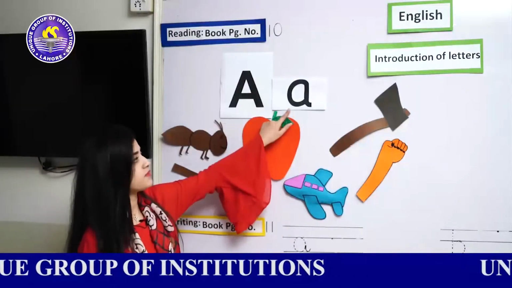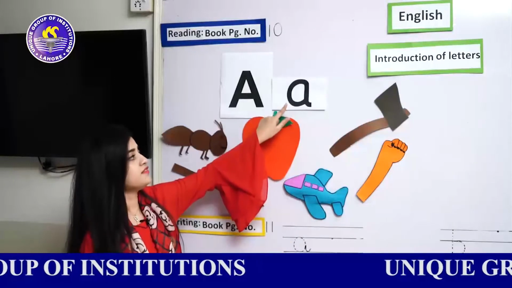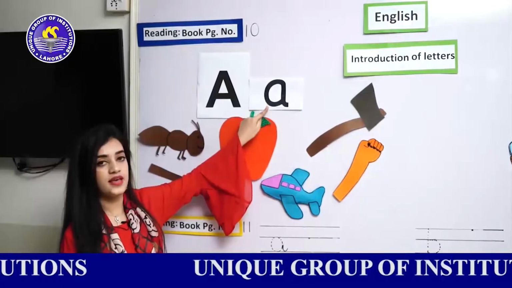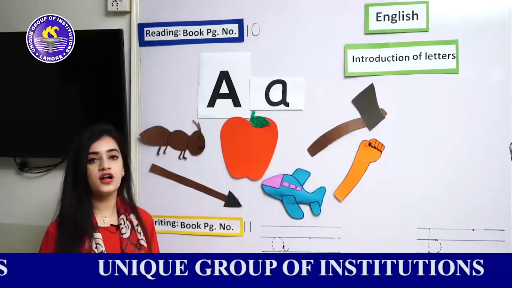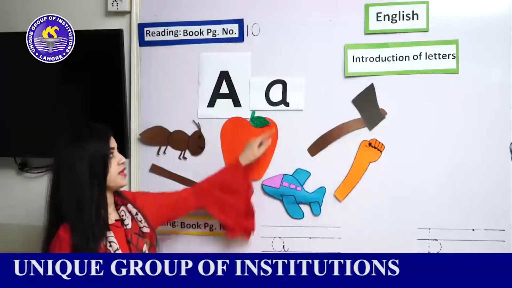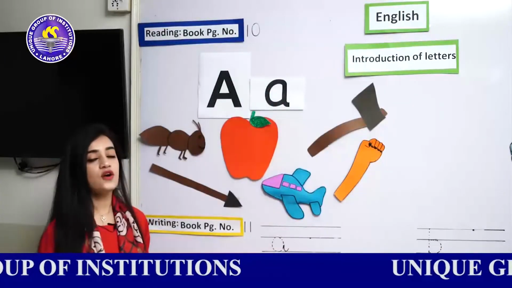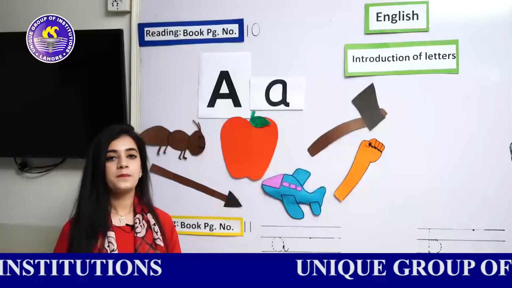Now let's see. What is this? This is lowercase a. This is also called small a. A. The sound of A is A.